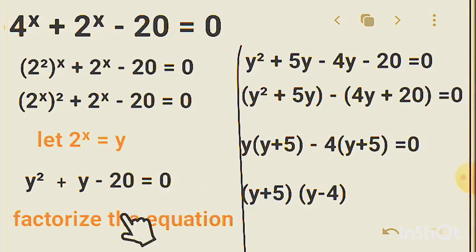We factorize the equation. So if we factorize this, we get y squared plus 5y minus 4y minus 20 is equal to 0. We put brackets. Remember, whenever you put a bracket, the sign inside changes. After factorizing, we see that we have y plus 5 and y minus 4. These are the factors of y squared plus y minus 20 equals 0.